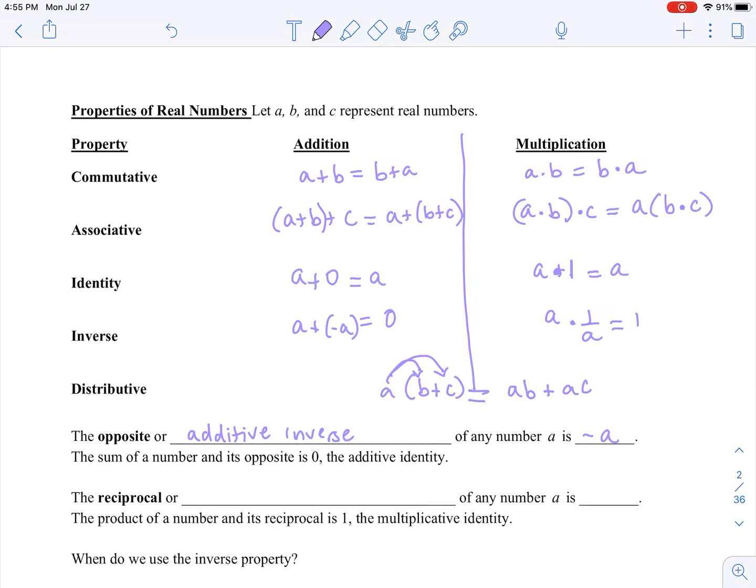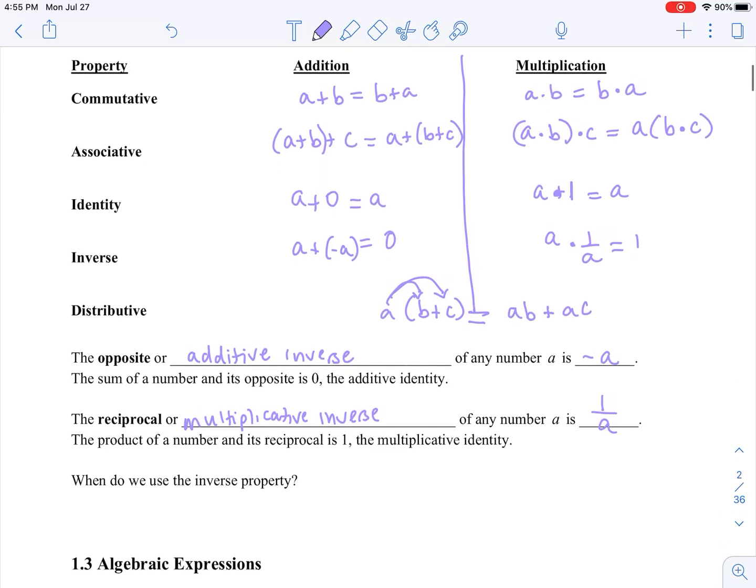The reciprocal or multiplicative inverse of any number is 1 over that number. So if I take a number and then invert it, I get the multiplicative inverse, and the product of the original number and that reciprocal is equal to 1. And that's again called the multiplicative identity.